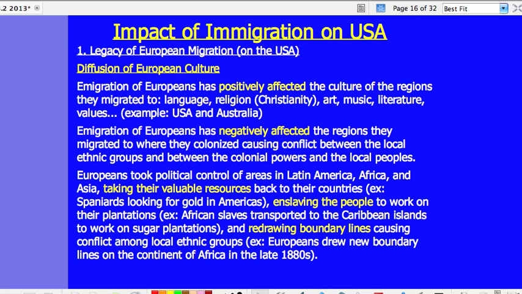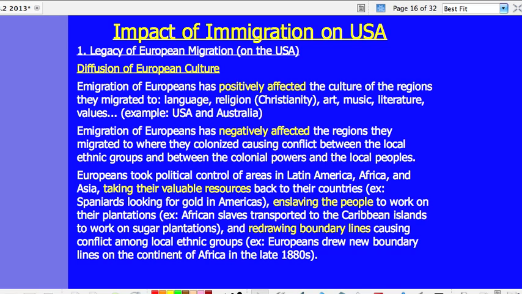Emigration of Europeans has negatively affected the regions that they migrated to, where they colonized, causing a lot of conflict between the local peoples living in the places they colonized, and conflict between those European colonial powers, British, French, Spanish, Portuguese, and the local peoples that they colonized. Those in Africa, India, parts of Latin America, and so forth.